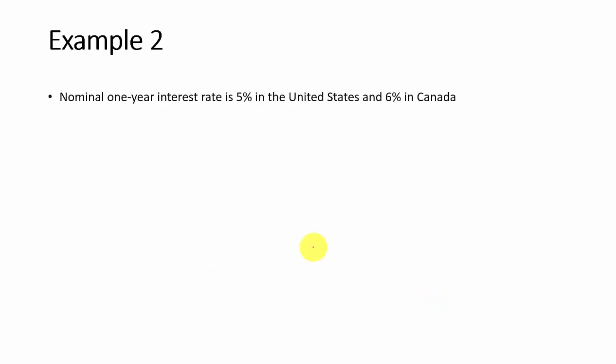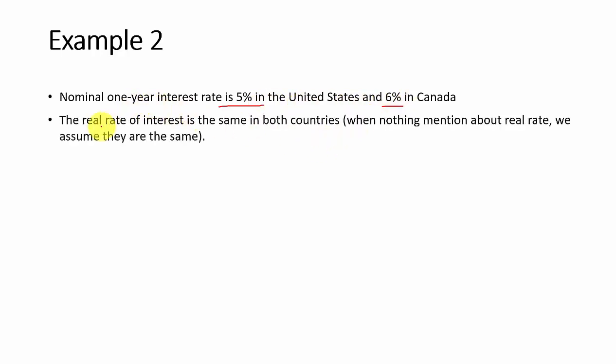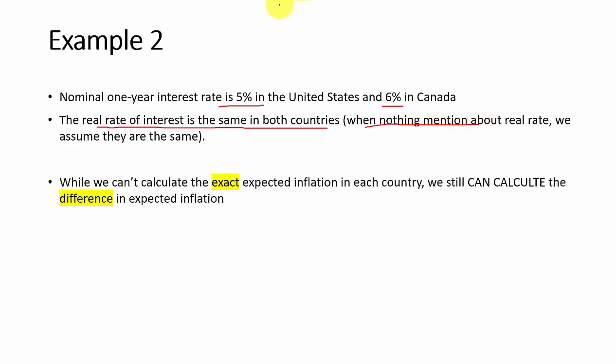Second example. The nominal interest rate is 5% in US and 6% in Canada. Assuming that the real interest rate is the same in both countries, and normally in our book, we assume that the real rate of return is the same in all countries. Okay. So in that situation, because we don't know the real rate, we cannot calculate the exact expected inflation, right? However, we still can calculate the difference in expected inflation. We cannot find the exact, but we still can calculate the difference. So let's see how it works.